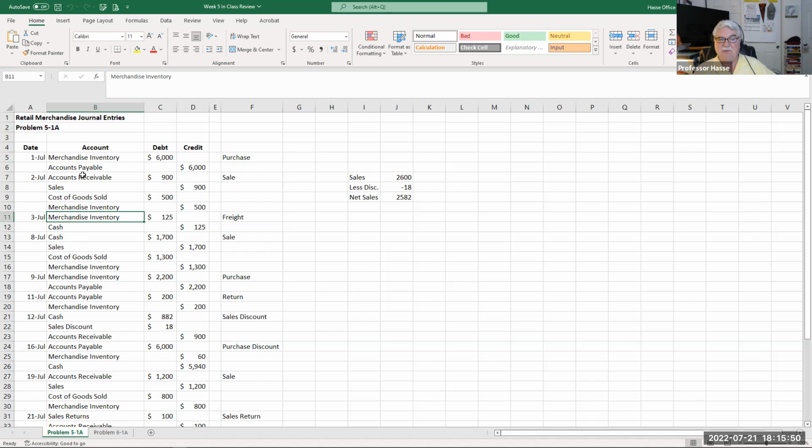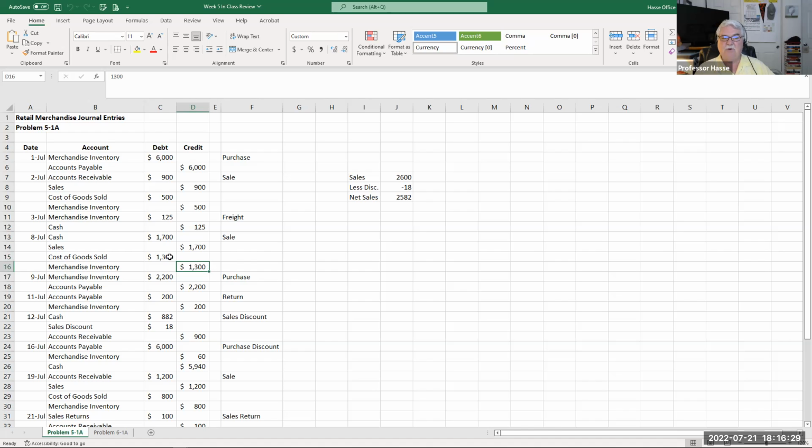The next transaction, now we sell more product. And this time, instead of billing, we get cash. We sell $1,700 of retail product: debit cash and credit sales. Now, in the problem, they tell us that this retail price of $1,700 cost us $1,300 to purchase from that vendor back here of $6,000. So notice, just like we did up here, we have to record the cost of goods sold, or the expense or the cost of that merchandise, as a debit for $1,300, and we credit inventory $1,300.